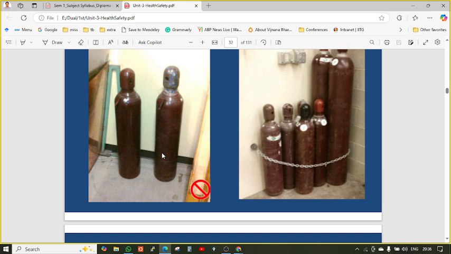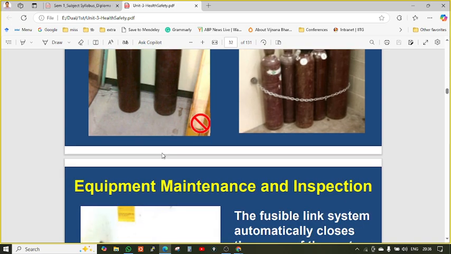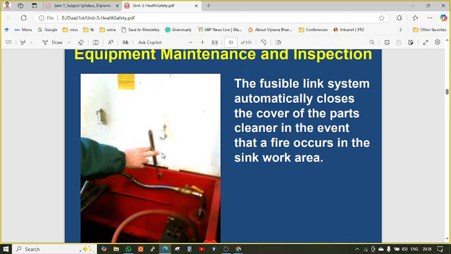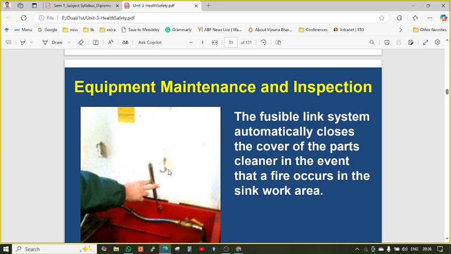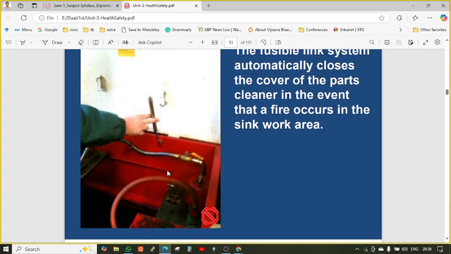These are some things which can be maintained properly in order to avoid injury. Equipment maintenance and inspections: obviously, your scooty, your bike, you have to regularly service and maintain properly. Why are you doing that? Because these are machines, and regular inspections and services increase longevity of life, and can also prevent unnecessary damage or unnecessary injuries. So maintenance is very much necessary for every equipment.